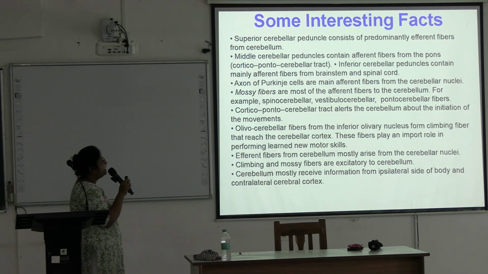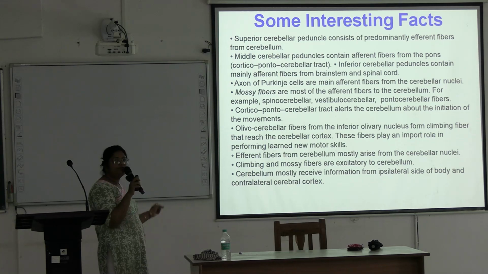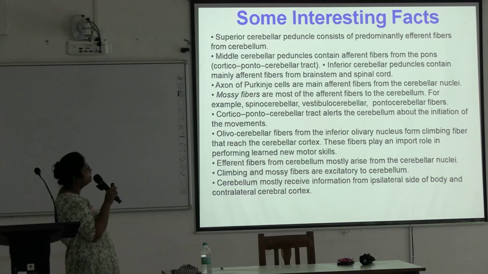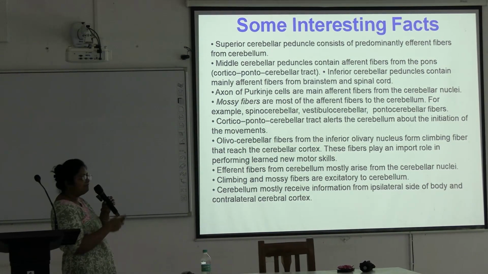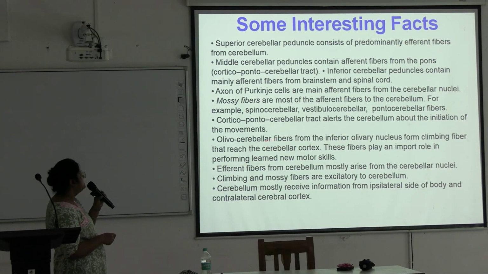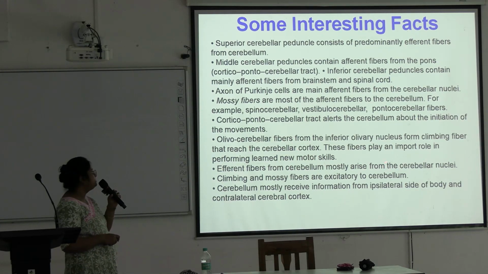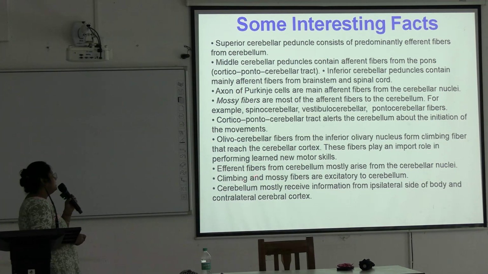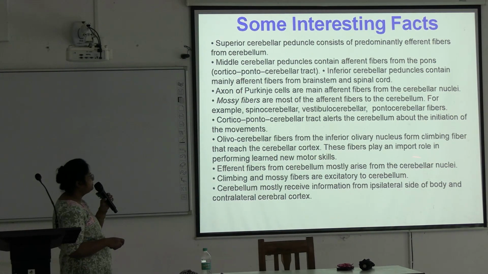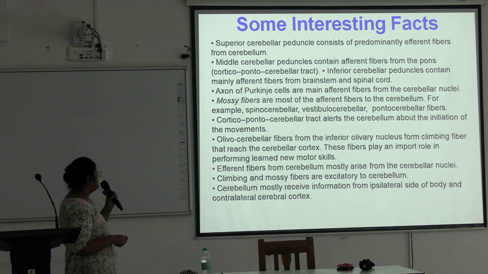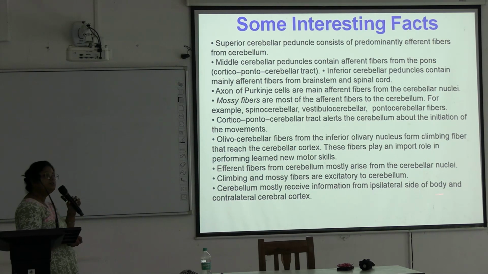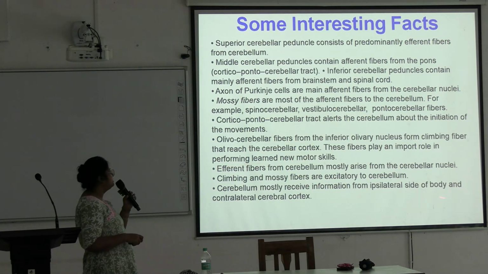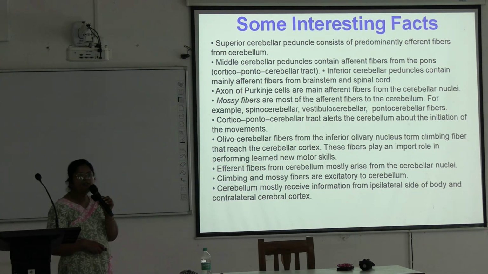The cortico-pontocerebellar tract alerts the cerebellum about the initiation of movement. And olivocerebellar fibers from the inferior olivary nuclei form climbing fibers, another afferent fiber of the cerebellum, and they reach the cerebellar cortex. These fibers play an important role in learning new motor skills. Efferent fibers from the cerebellum mostly arise from cerebellar nuclei, and climbing and mossy fibers are excitatory to the cerebellum. The cerebellum mostly receives information from the ipsilateral side of the body and the contralateral cerebral cortex.